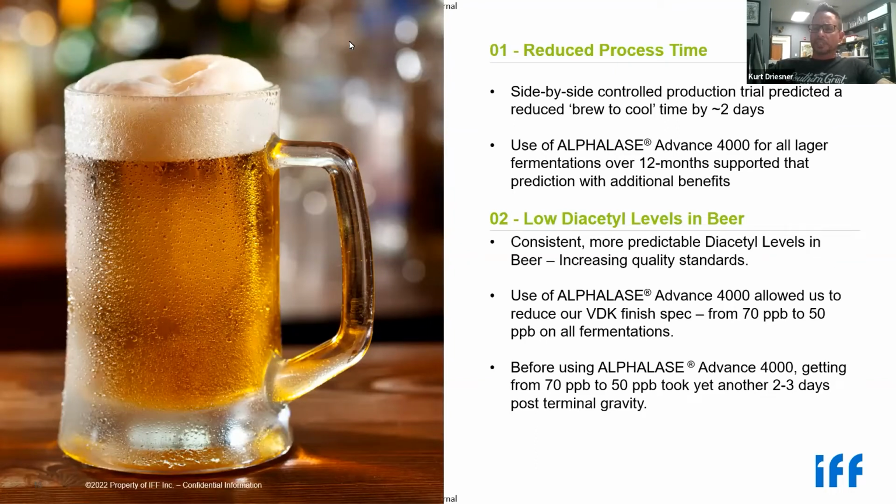It's also more consistent. If you actually break down the variability, we did get less variability in our final diacetyl levels using the enzyme. So even though there's a little bit of chaos still in the system, you do get a very consistent pattern using it.